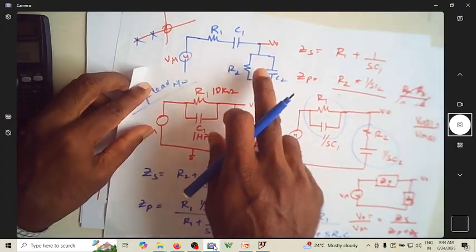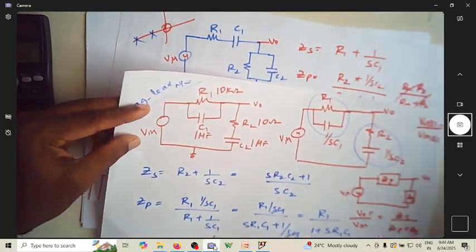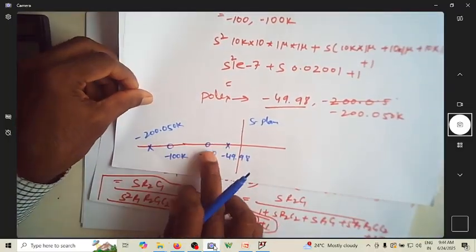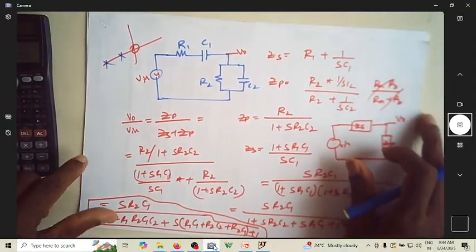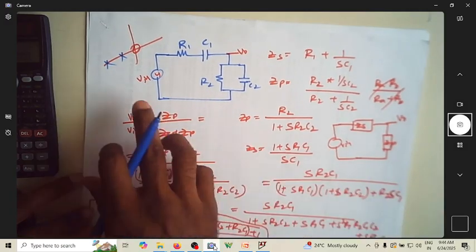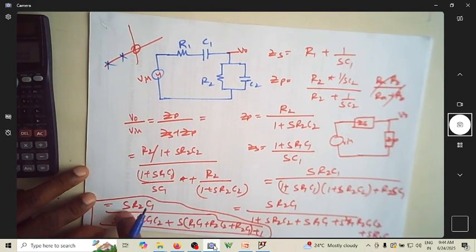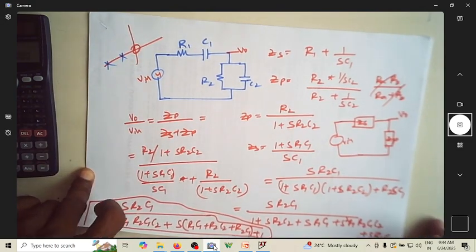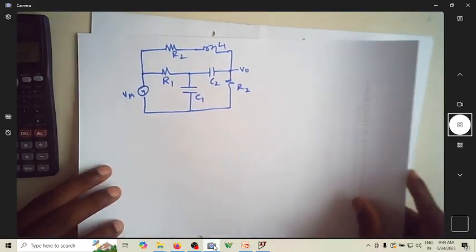This is actually series and parallel. Here it is parallel series. So this has yielded something like this as the pole zero position, whereas this is yielding something like this. This is having zero at origin and of course two poles depending on the values of R1, R2 and C1, C2. Okay. So this is how we proceed.